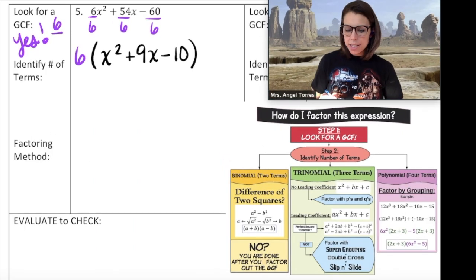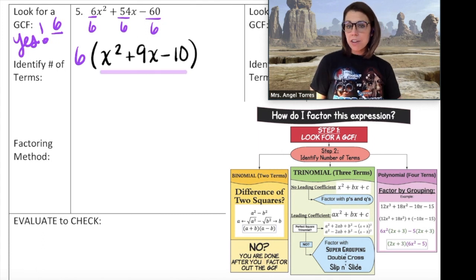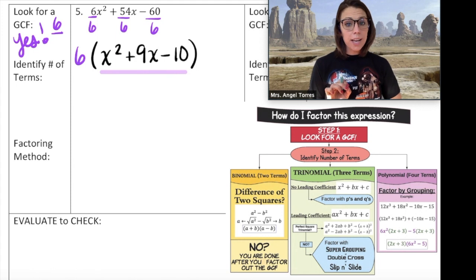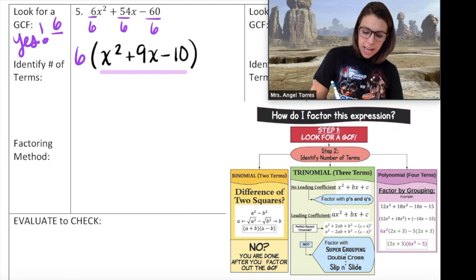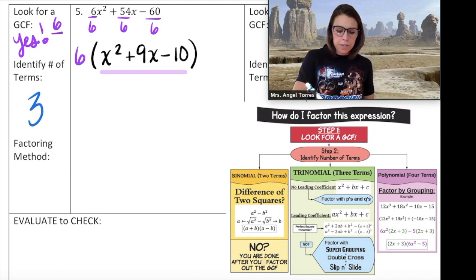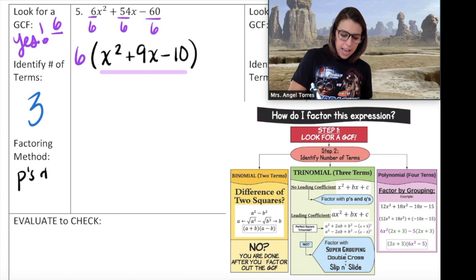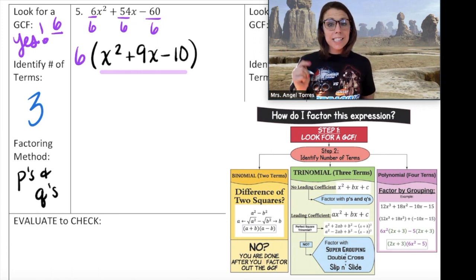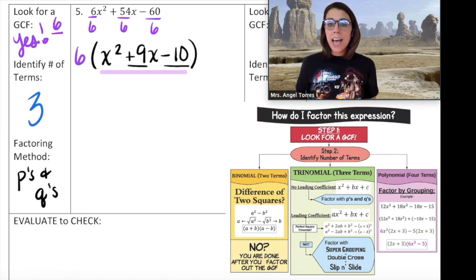Great. So now we continue to ask our questions, but we're looking at the remaining trinomial that's inside of parentheses. The 6 is still part of our product, but it's not going to affect how we factor going forward. So how many terms are inside the parentheses? I see 3. Which means this is a trinomial. The trinomial all has to do with the leading coefficient. Do you see a number out in front there, in front of that x squared? I don't, which means we are going to factor this using P's and Q's. Again, the 6 is part of the product, but it doesn't affect how we do this step. So go ahead and factor this expression now using P's and Q's. Find two numbers that have a sum of 9 and a product of negative 10.